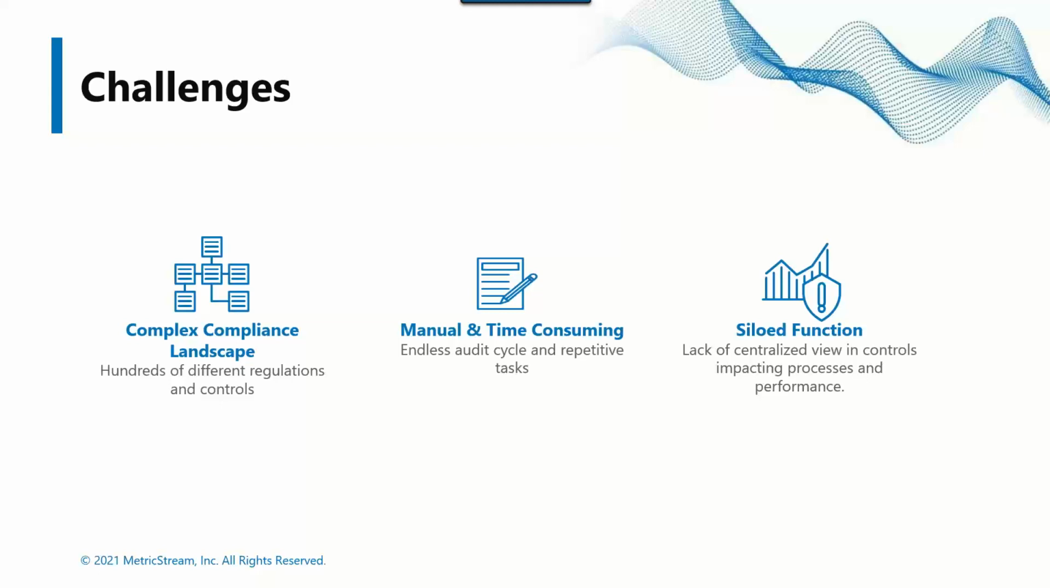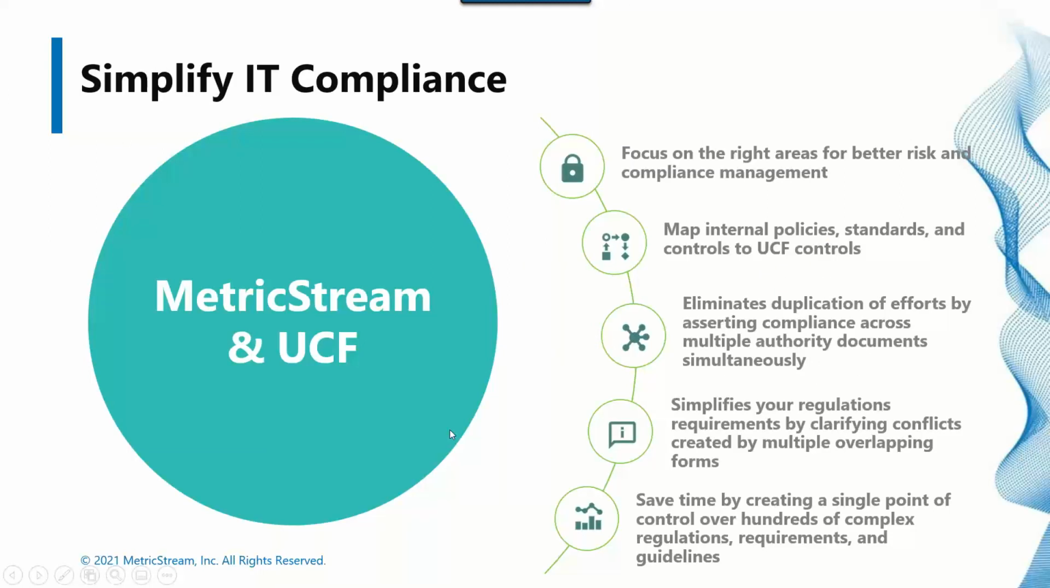The other one is siloed functions. There are multiple different business lines working within an enterprise, catering to multiple different needs. Bringing them into one harmonized, integrated platform is what MetricStream helps you do, bringing everyone together and running appropriate reports to see how compliant you are for a given regulation, with further enrichment from the harmonized data that we receive from UCF.